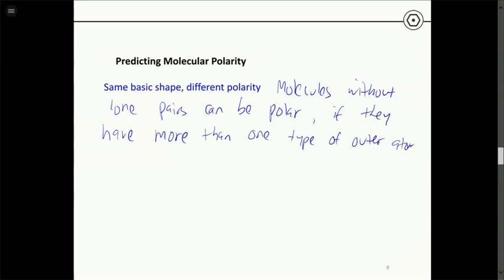All right, so we saw two slides ago that if you have a molecule without any lone pairs, linear, trigonal planar, tetrahedral, and all the outer atoms are the same, all of those dipoles cancel each other out, and you have no polarity. But if you have two different atoms bonded to the central atom, each of those bonds is going to have a dipole, but they're not going to be exactly the same. The one I gave you two slides ago was carbon tetrafluoride. This one's nonpolar because each of the individual bond dipoles cancels.